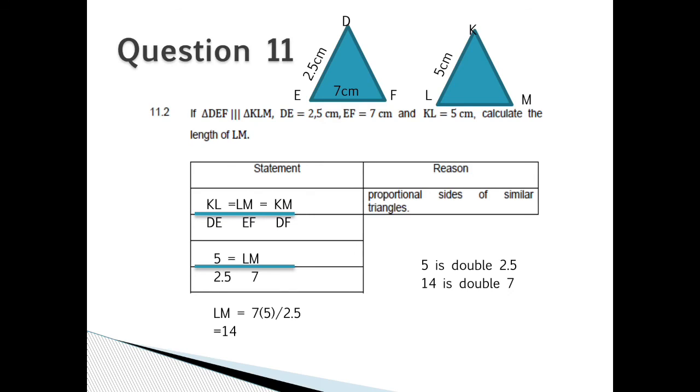We are given KL over DE is equal to LM over EF, which is equal to KM over DF. This is the proportional sides of a triangle. So 5 over 2.5 is equal to LM divided by 7. We therefore can work out what the proportion is. 5 is double 2.5, so 14 is double 7. LM is equal to 7 times 5 divided by 2.5, which is equal to 14.